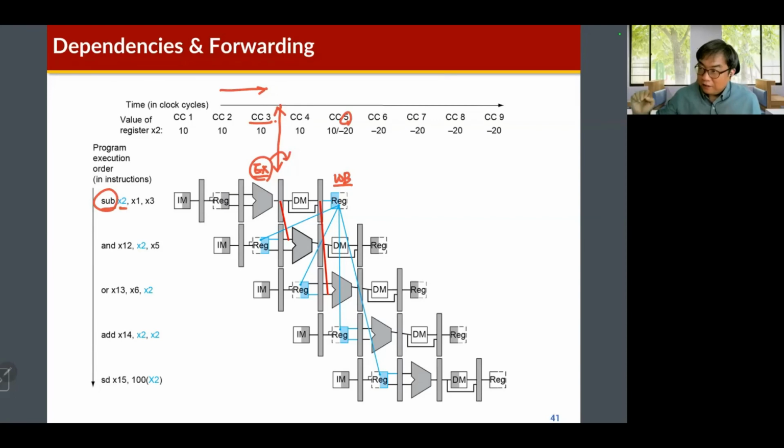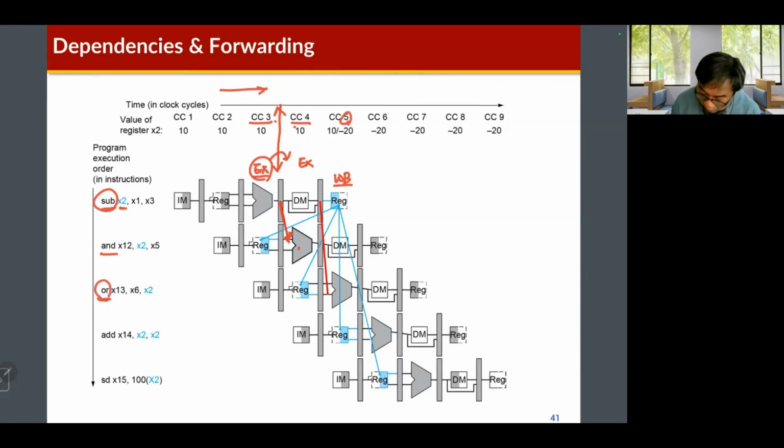And which means that this result can be forwarded to the required data path element, okay? So the following and instruction actually requires the result of the sub instruction in the EX stage of the and instruction, right? The EX stage of the and instruction is in the future of the EX stage of the sub instruction, right? Because it's CC4. So we can forward the result of the sub instruction to the input of the ALU at CC4, right? How about the OR?